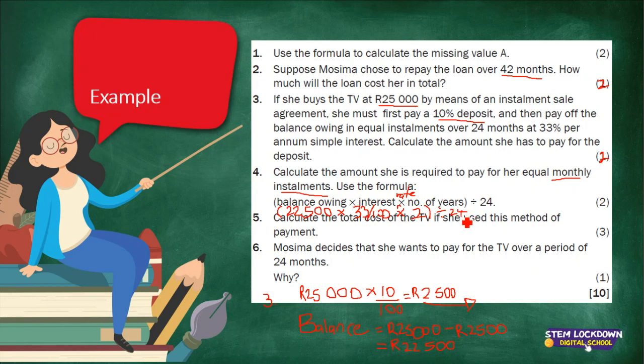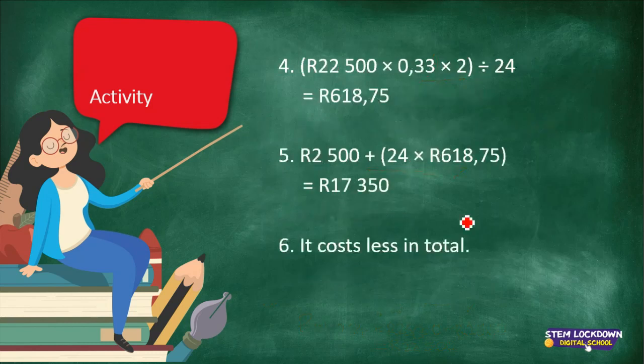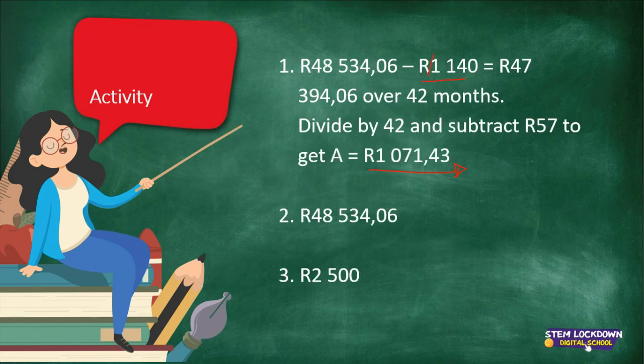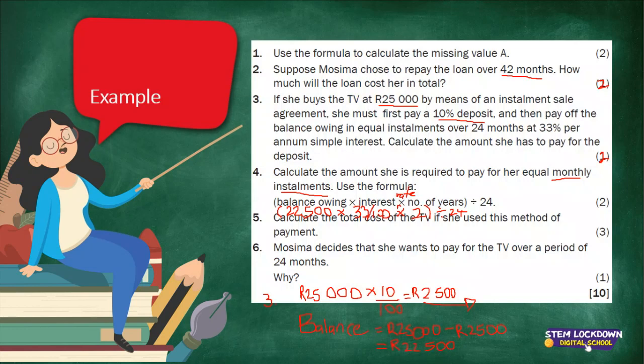Okay, let's check the answer. You can see the balance times your interest rate times 2 years divided by 24. So monthly, your installment is 618.75 cents, right? Okay, this one was easy as well. Okay, number 5.